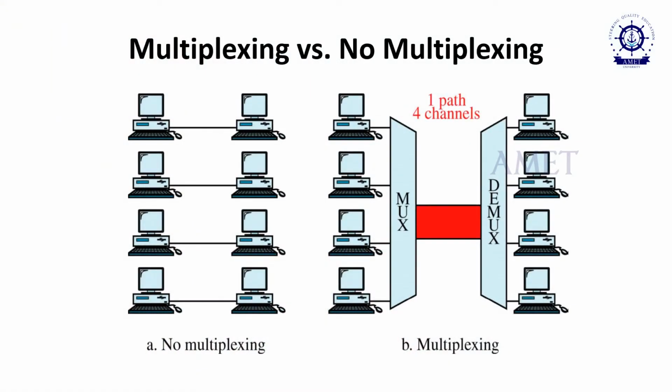So, for each channel we have to allot a time period, a frequency, and a medium. All those things will be wasted. Instead of that, if you go for multiplexing, for 4 channels we are going to use just one path. So we can save the bandwidth as well as the time period.